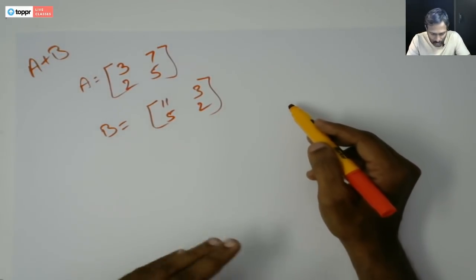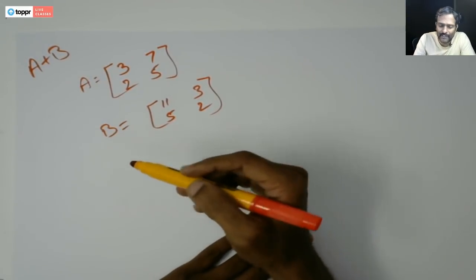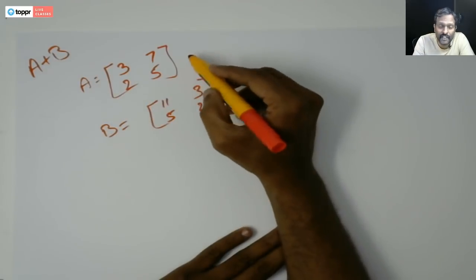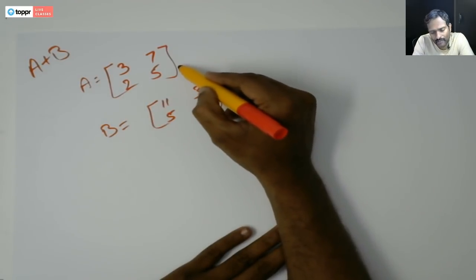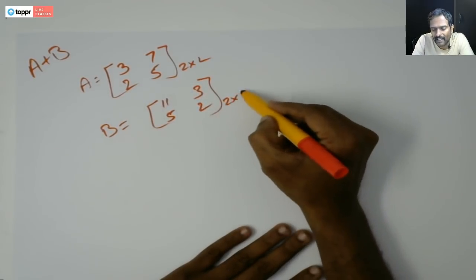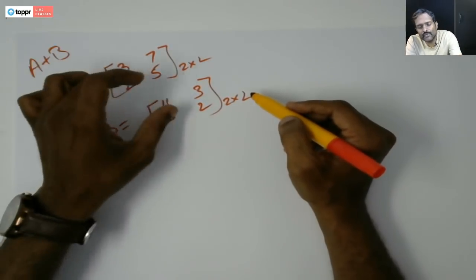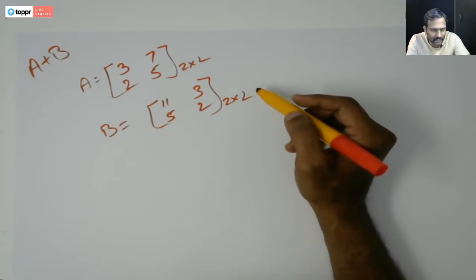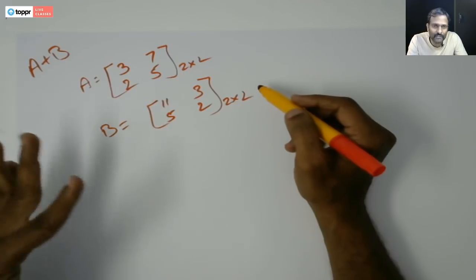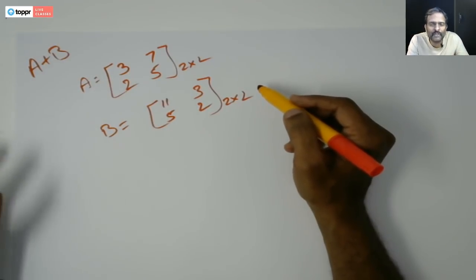You all know how to do it, but the precaution we have to take before adding is that you have to check whether the orders are the same or not. If the orders are the same, then only you can add, else you cannot, because you add the corresponding elements. If the orders are not equal, you don't have an option to add the elements.